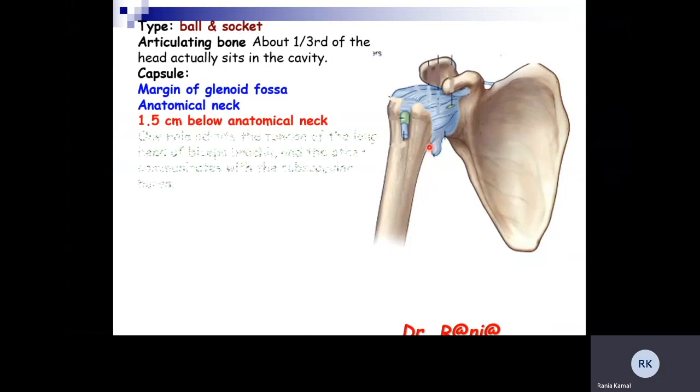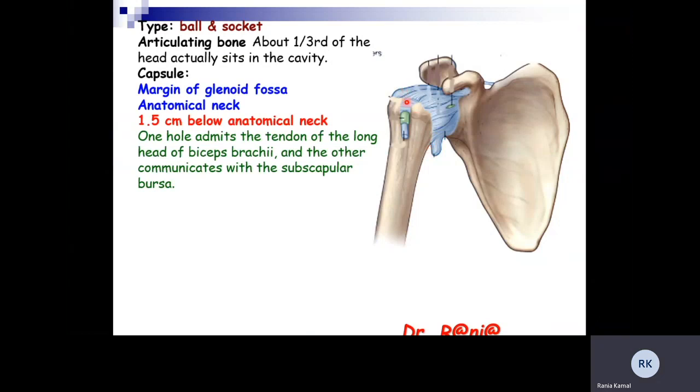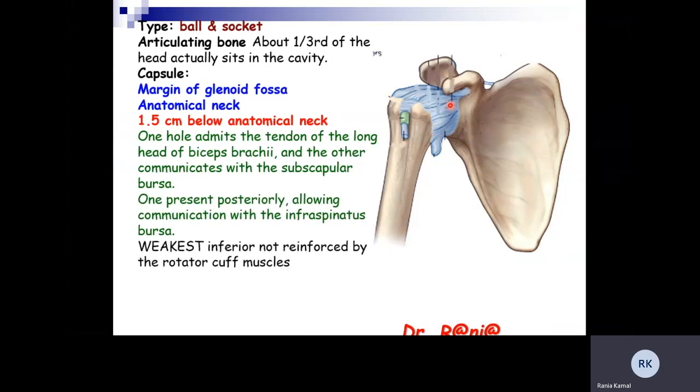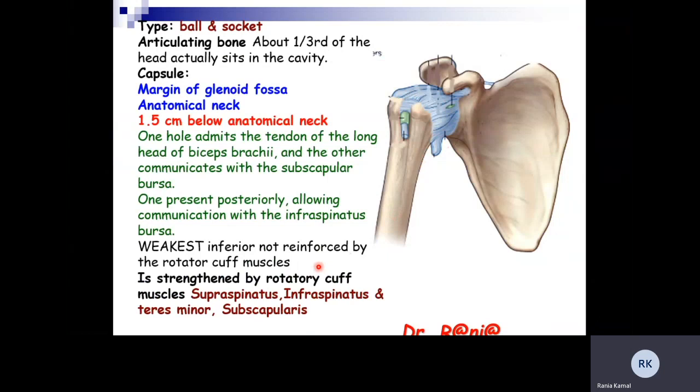below the anatomical neck. There is one opening admitting the passage of the tendon of the long head of biceps, another opening anteriorly communicating with the subscapular bursa, and another opening posteriorly communicating with the infraspinatus bursa. The weakest point is inferior because it is not supported by the rotator cuff muscles. The rotator cuff muscles are the supraspinatus, supporting the joint from above, the infraspinatus and teres minor, supporting the joint from behind, and subscapularis, supporting the joint from the front.